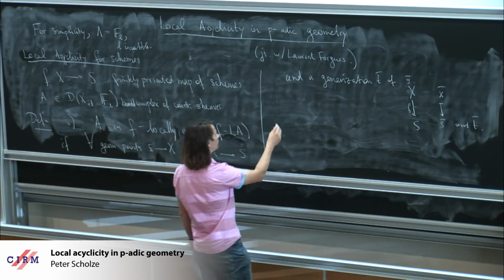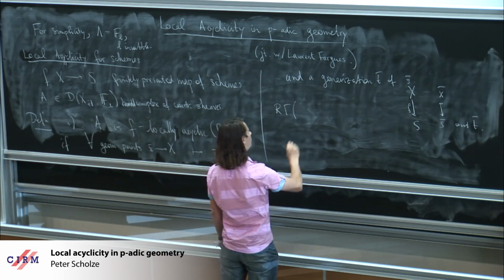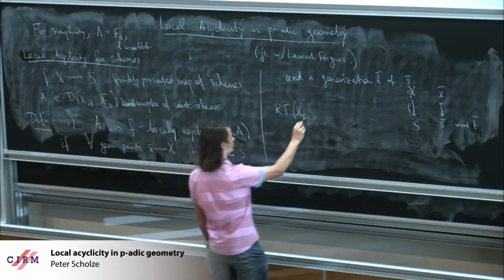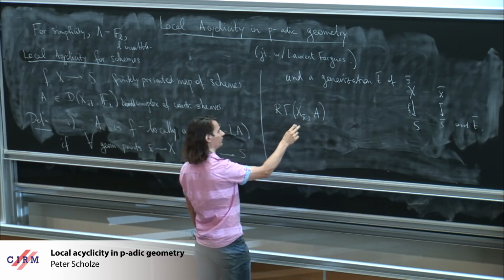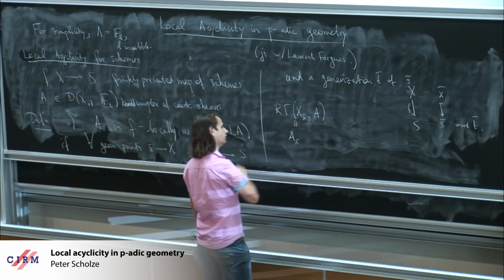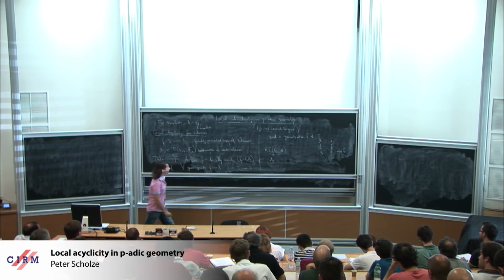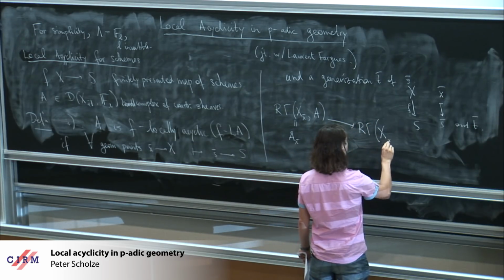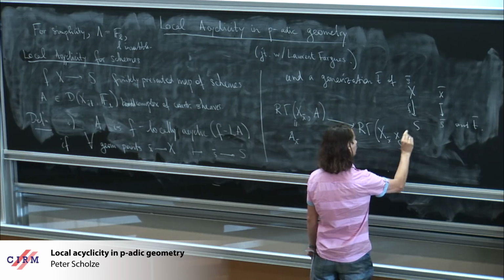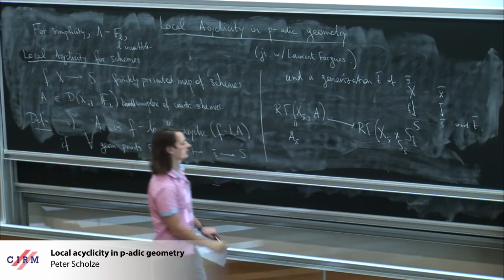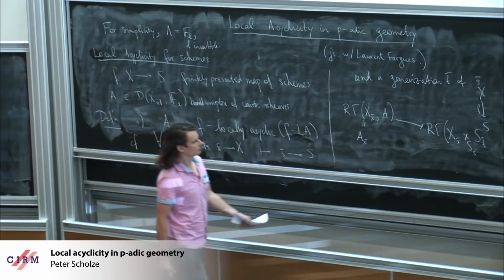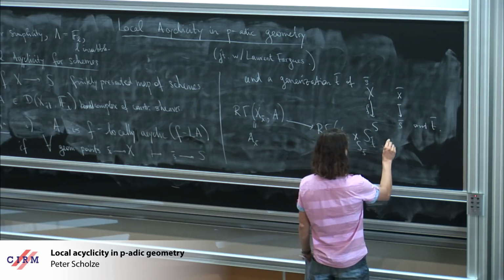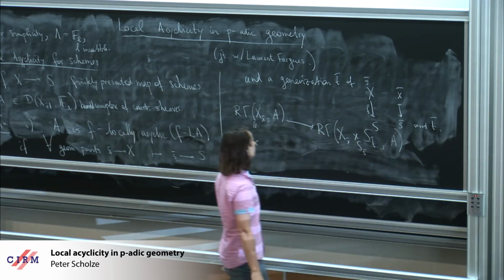The following happens. On the one hand, you can look at the strict localization of X and take the global sections of A there, which, by the way, because this is a strictly local ring, is just the stalk of A at this point. And on the other hand, you can take the fiber product to the strict localization at t bar, and you ask that this is an isomorphism.